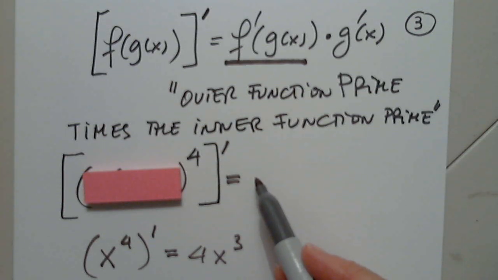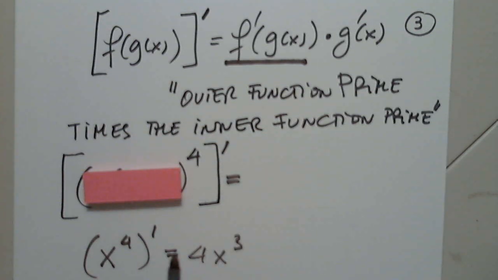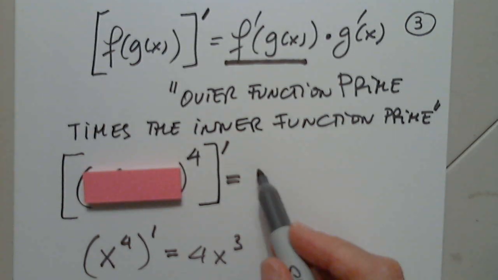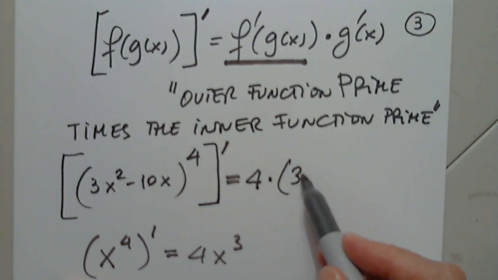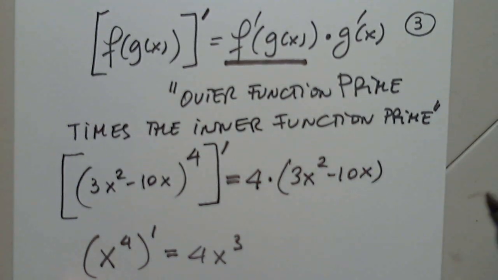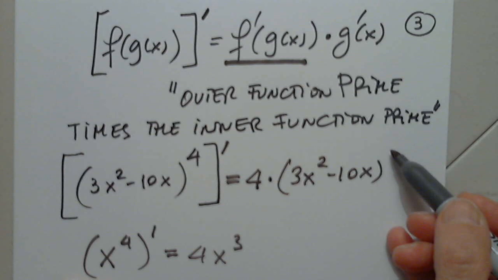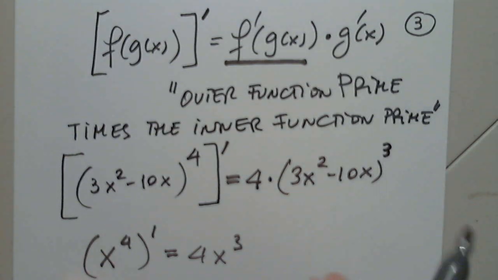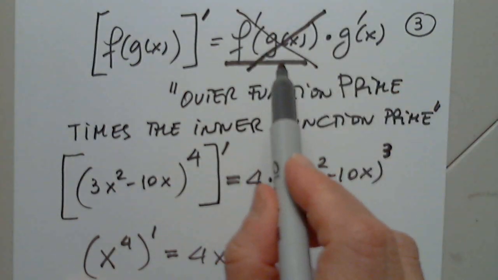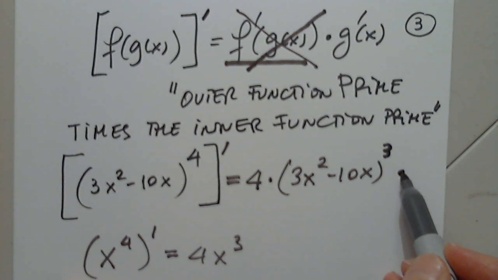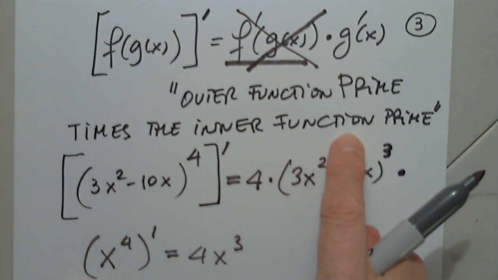So again, how do we differentiate x to the fourth? You move the power in front of the x. Exactly. And then it's minus 1 for the power that it will have. Now I have to copy 3x squared minus 10x. To which power again? To the third. Excellent. So right now I have this piece. That is done. Times the inner function prime.